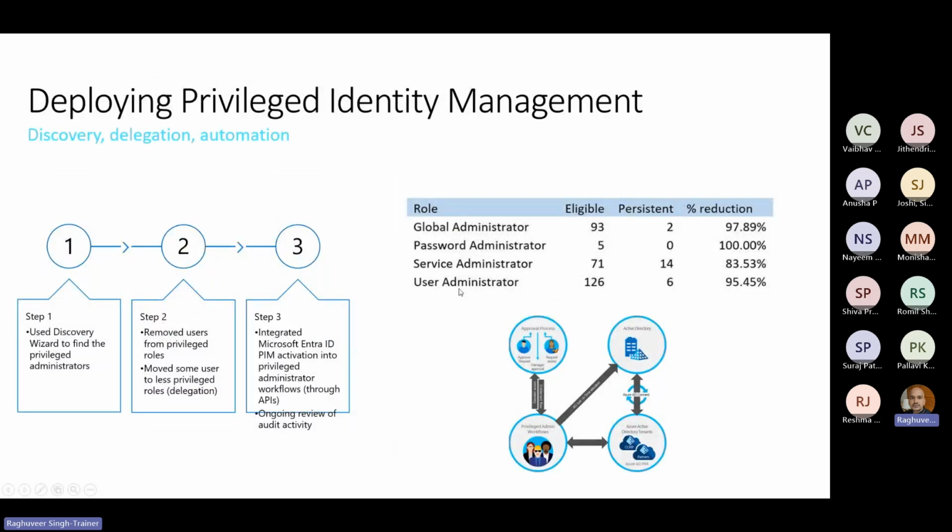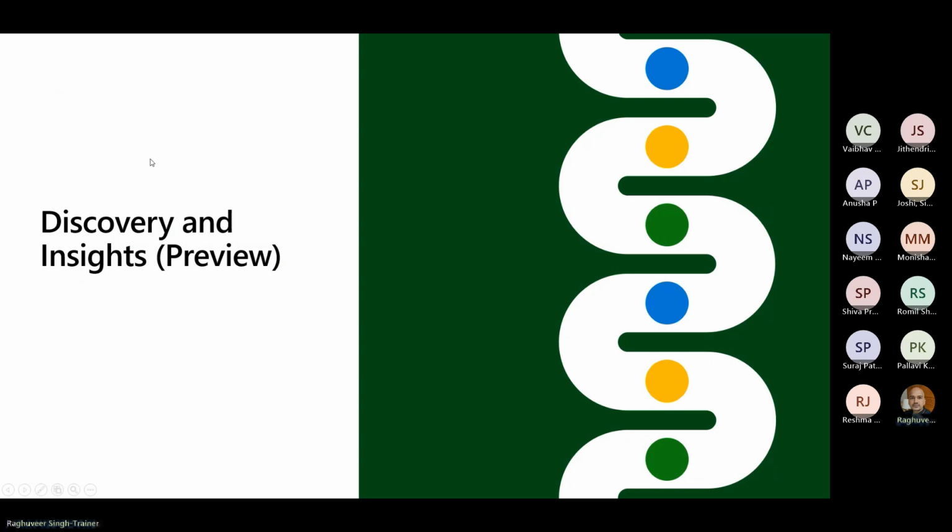Deploying privileged identity management. You can see here, this is just a calculation that they're doing. This basically starts with knowing all the users that you have. Global admin, there are 93 eligible, password admin, 5 eligible. So this is just the number of employees who are eligible. And then the persistence, what is the persistence of it, and the reduction on that. That's it.